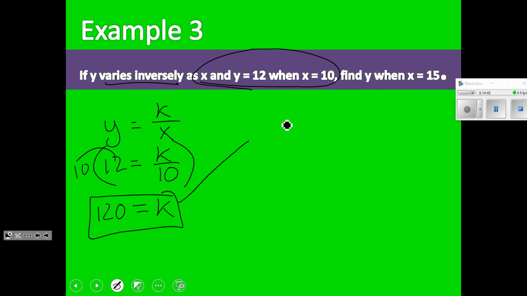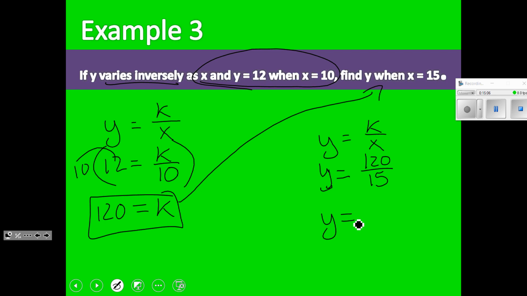Then I'm going to use that with part 2 to answer the question. Someone asked, do I use the same formula? Yes, stick with the same formula. y is equal to k over x. So find y when k is 120 and x is 15. So y is equal to 8. Any questions on that? Good to go?